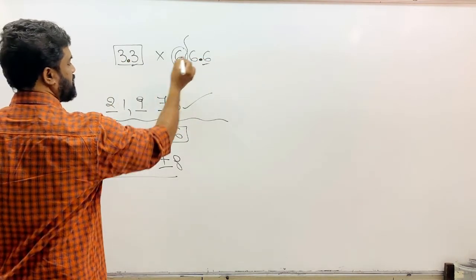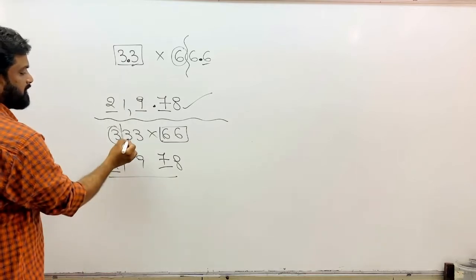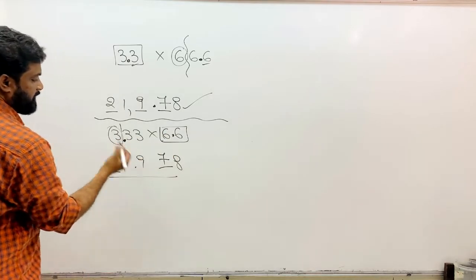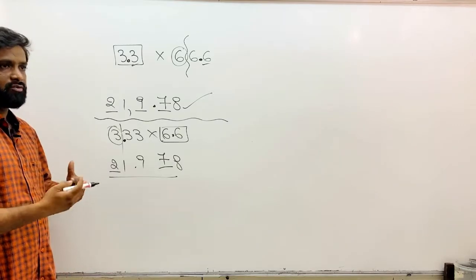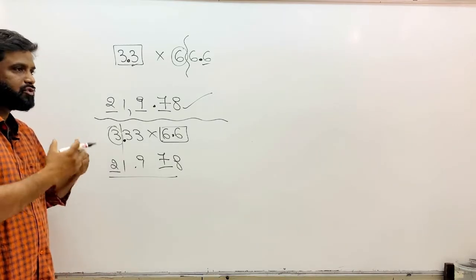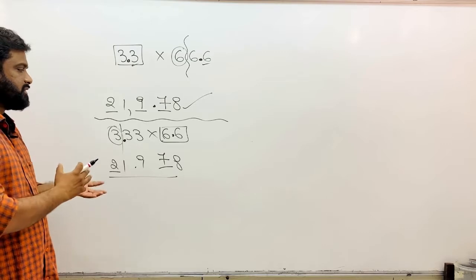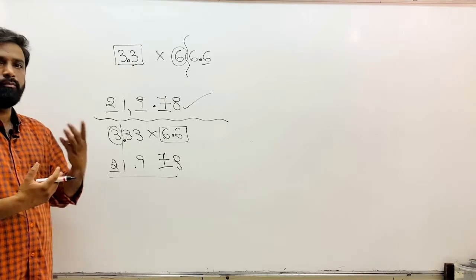If decimals are there, we can put decimals. Suppose the decimals are here, we will put it here. If the decimals are here, we will put it here. So decimals you know very well. After the decimals, whatever digits are there in the multiplication, they will add up in the product.